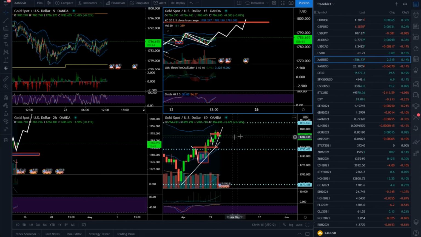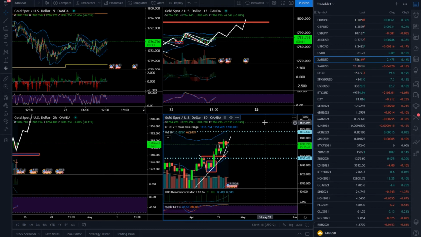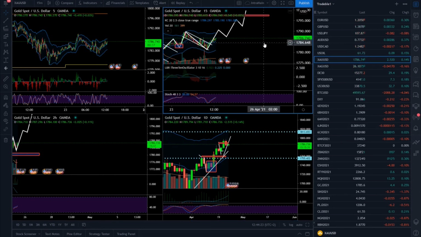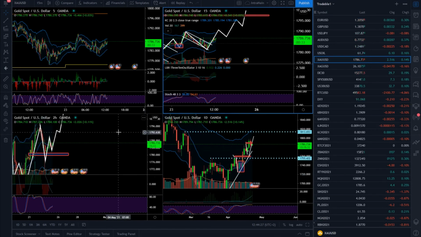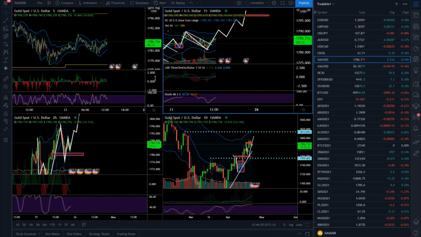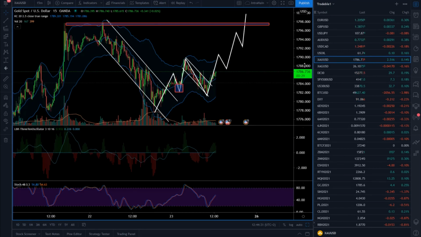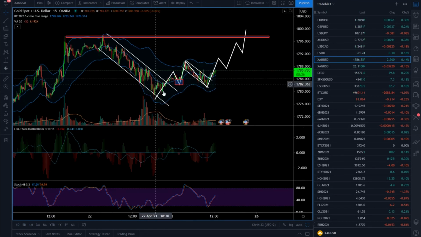The bigger level which might be in play is still sitting at 1813. So definitely watch for buying opportunities on the gold. There are lots of patterns, and the daily trend is still upside. So watch for the buying opportunities, and we got pretty good patterns in play since yesterday and this morning.